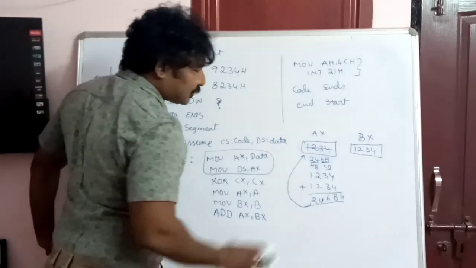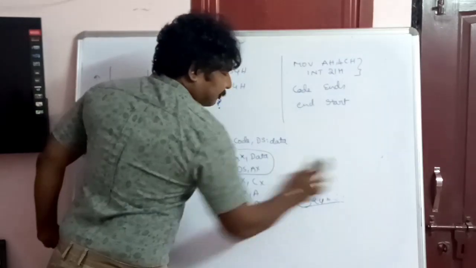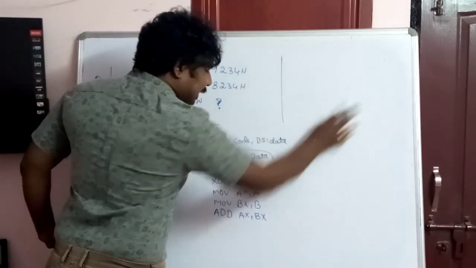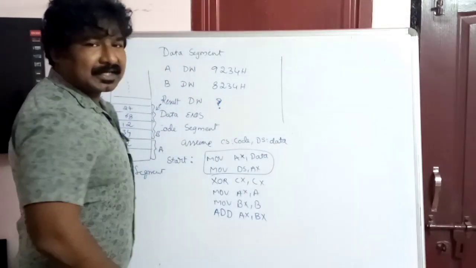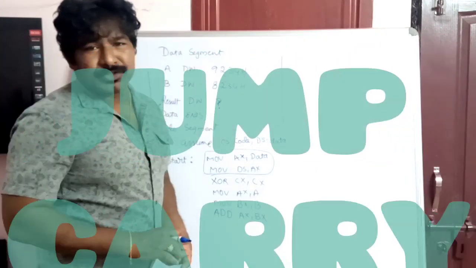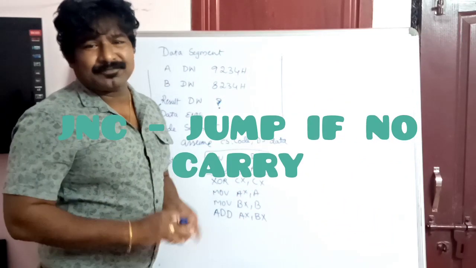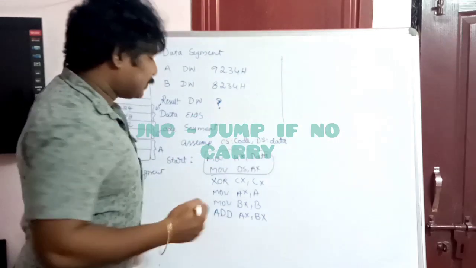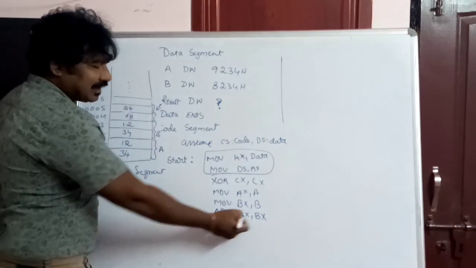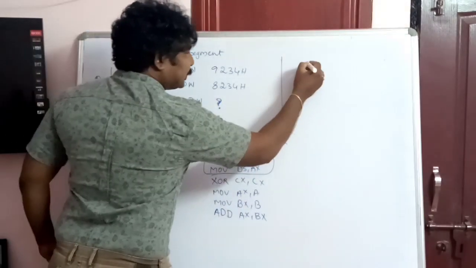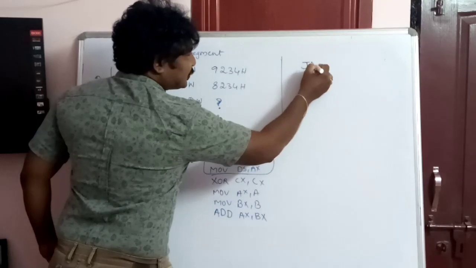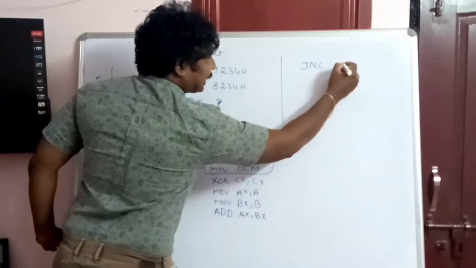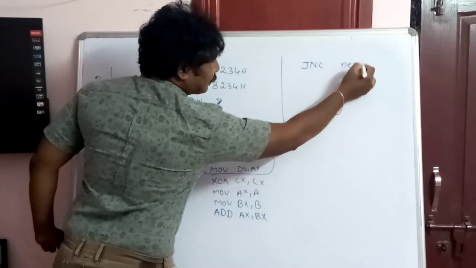In order to find whether a carry occurs or not, I have to use a conditional jump instruction. The conditional jump instruction that I am going to use is JNC, that means jump if no carry, if the carry flag is not set. So immediately after the add instruction, I have to use the instruction JNC, and I'll write a label called next.